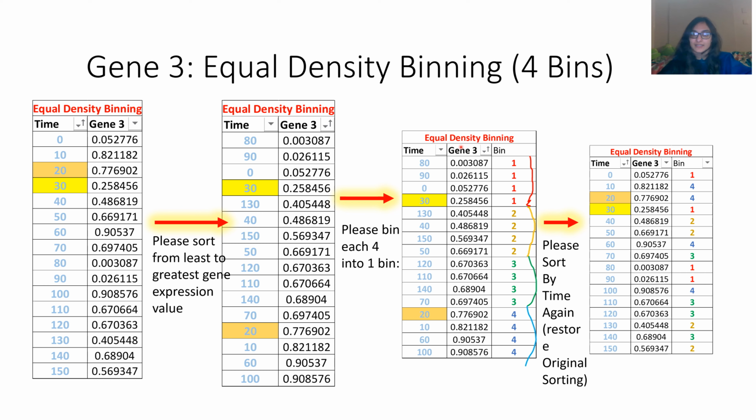And it helps to sort them from least to greatest value, and then bin them, and then in the end you just sort again by time. So that's a really quick strategy.